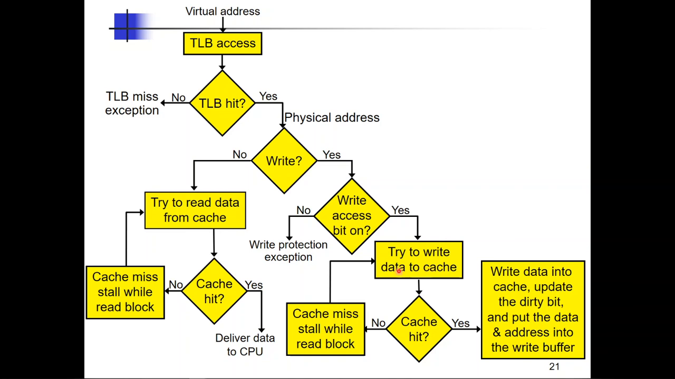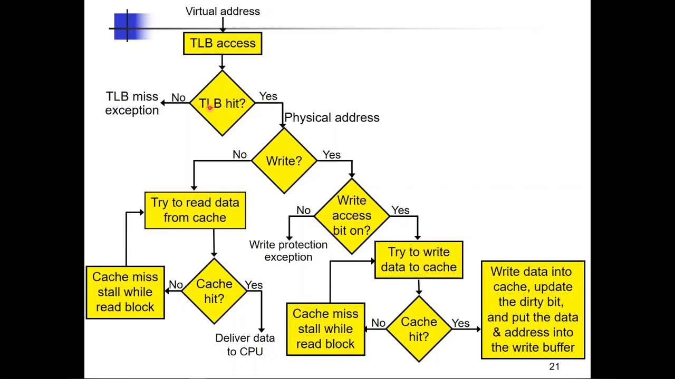When we are trying to write data to the cache, we could have a cache hit, in which case we write data to the cache. We update the dirty bit because we have updated the data relative to main memory, and we put the data and address into the write buffer. If we miss the cache, then we stall while we read the block from the main memory. Now, if the write access bit was not on, if we didn't have access to write information to the memory, then we have a write protection exception to deal with.